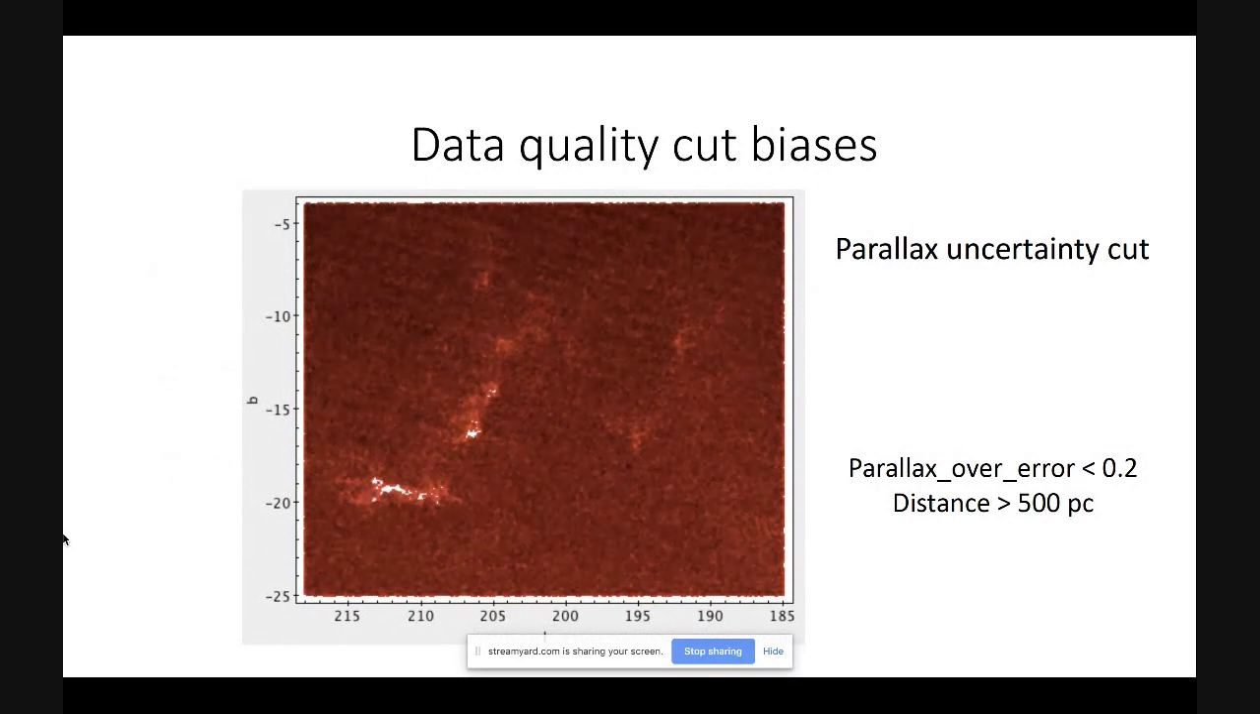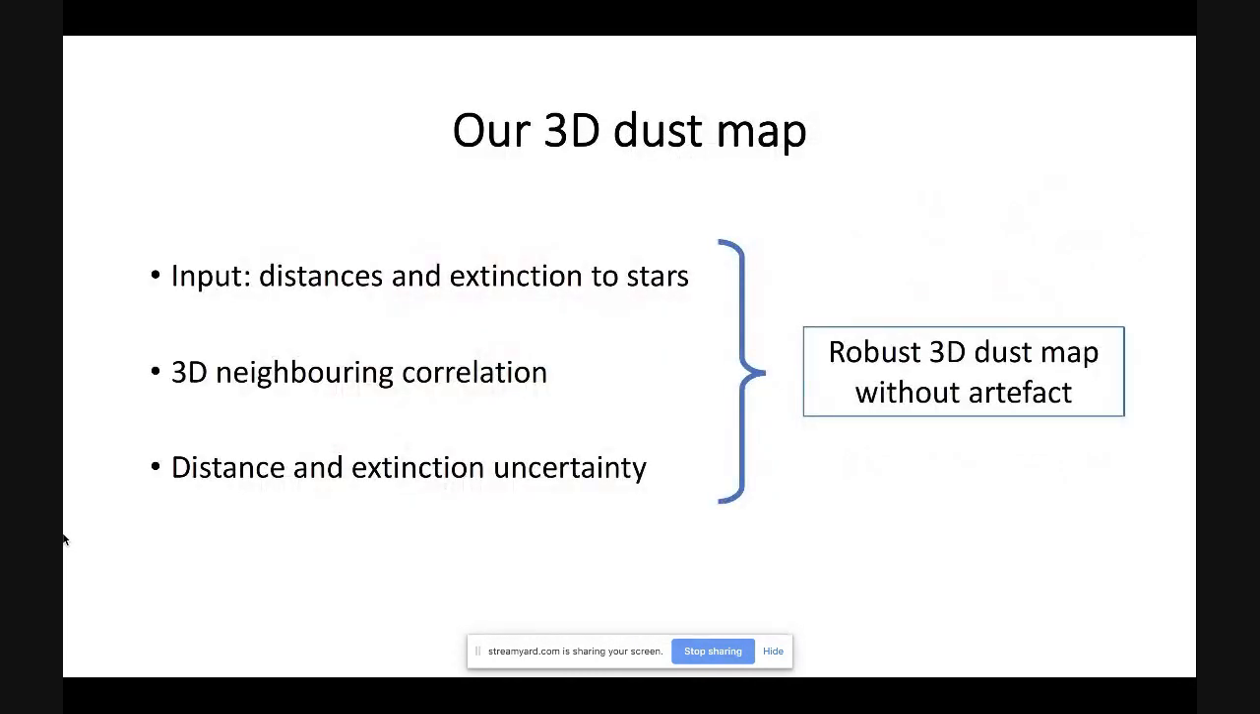As an example, if one cuts on the parallax uncertainty towards Orion and looks at everything after 500 parsec, you can't see structures of Orion, because you start losing stars where you're actually interested. Where it's dusty, there's going to be a lot more noise in the data, and if you cut on the data noise, you're going to lose the information where you're actually interested. So we do not cut on the uncertainty, neither in the parallax nor in the photometry. Instead, we take into account all these uncertainties in our model, and this allows us to build a robust 3D dust map without any artifacts.